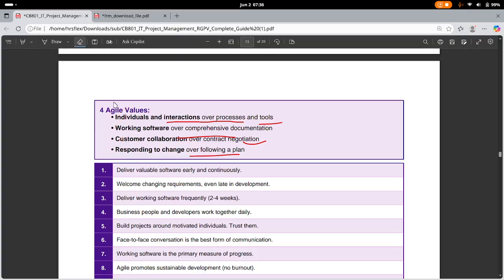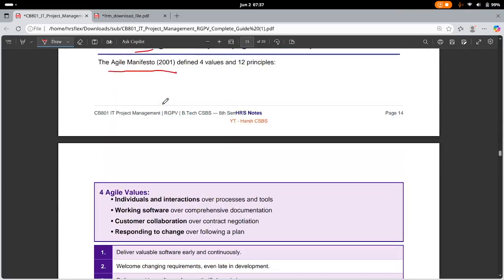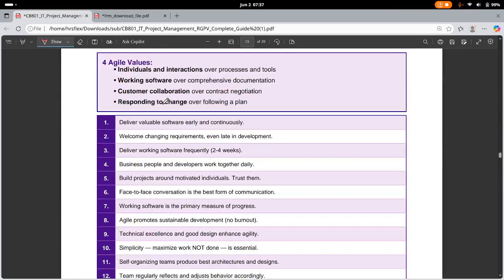At least these are the things that you need to remember. I would suggest you don't memorize it, just understand it and write it in your own words. Okay, the 12 points, the 12 principles, कौन से हैं?